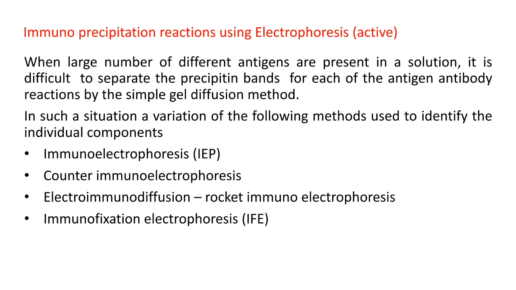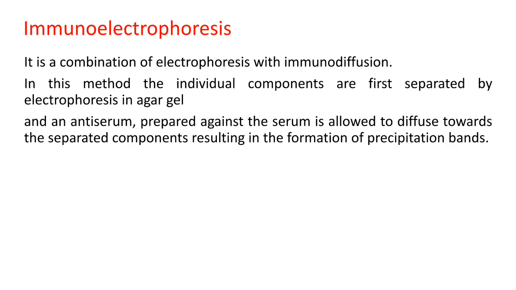So here, when a large number of different antigens are present in the solution, it is difficult to separate the precipitation bands for each of the antigen and antibody reactions by the simple diffusion method. In such a situation, variations of the following methods are used to identify the individual components: immunoelectrophoresis, counter immunoelectrophoresis, electroimmunodiffusion or rocket immunoelectrophoresis, and immunofixation electrophoresis.